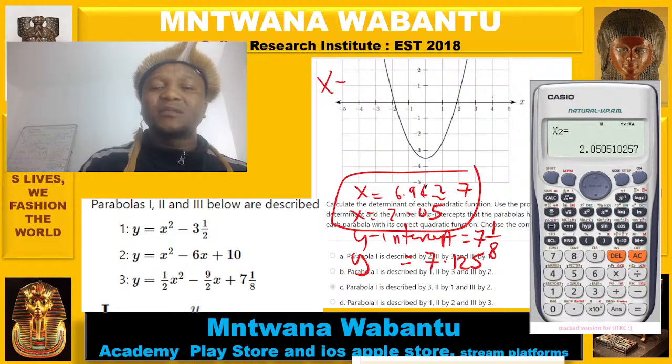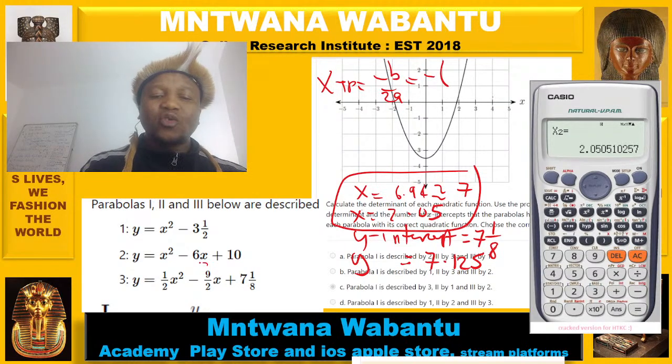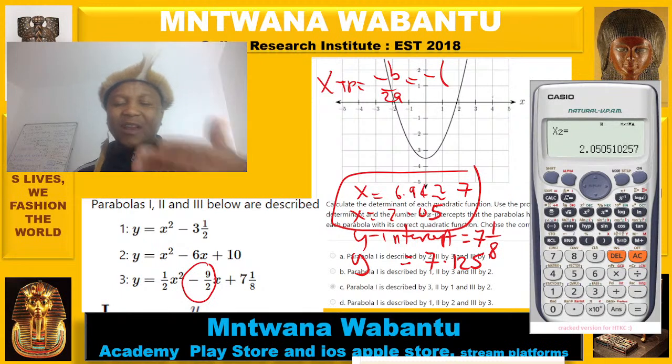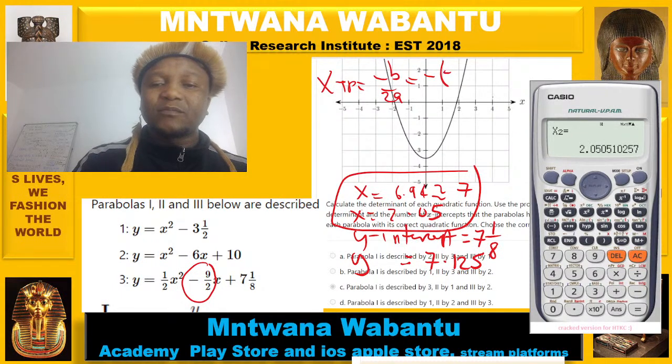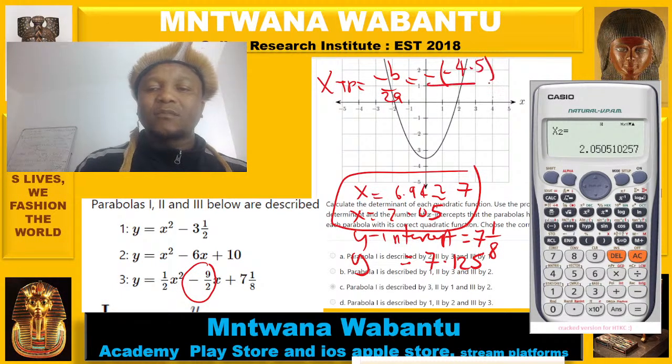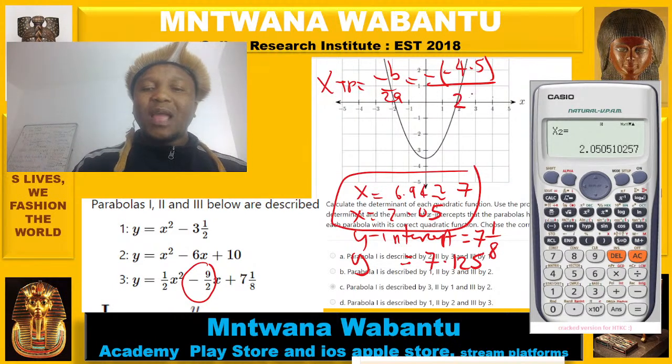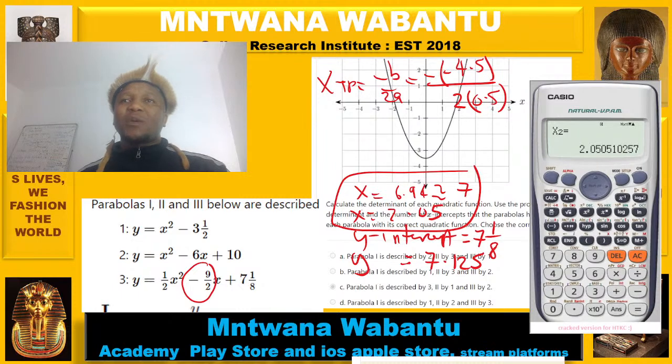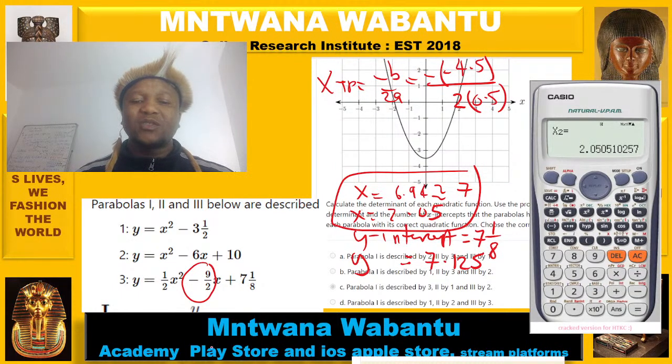X at the turning point equals negative B over 2A. What is B? B is equal to negative 9 over 2, which is negative 4.5, over 2 times A. A is equal to half, 0.5. So you can plug it into the calculator and see what you get. So I'm going to come into the calculator. I want to make sure everything is visible.